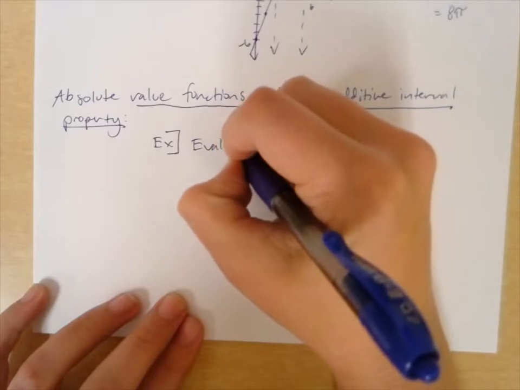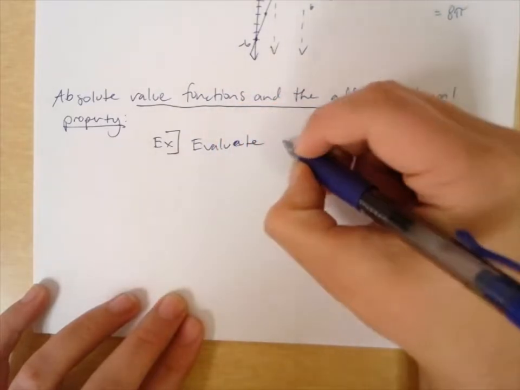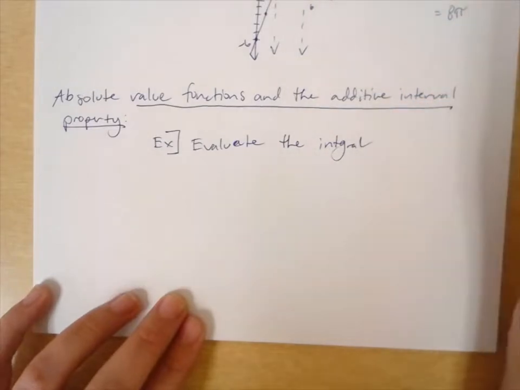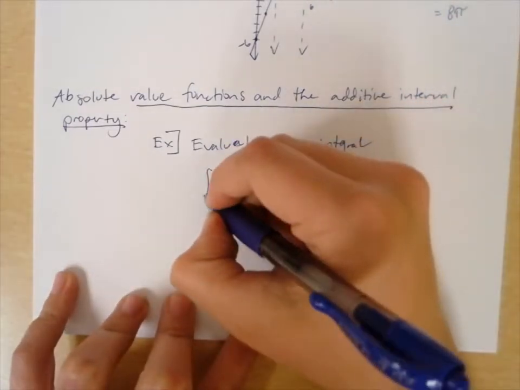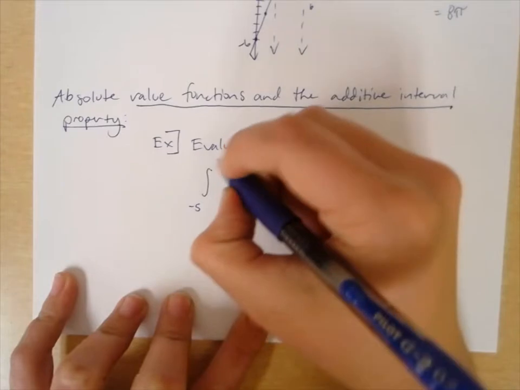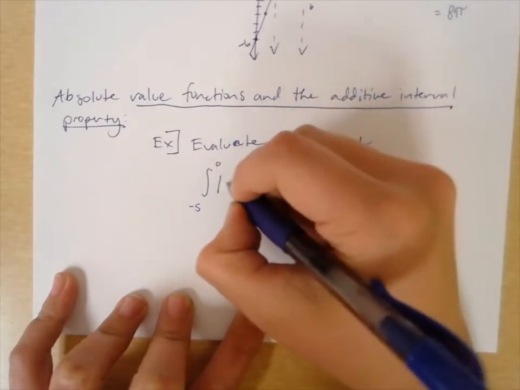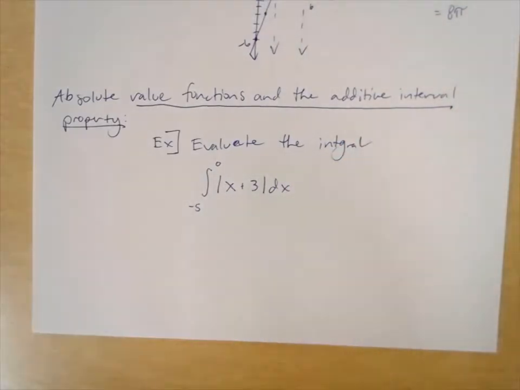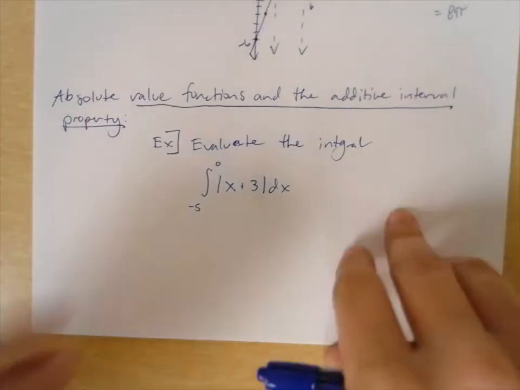Alrighty. What I would like to do an example of is to evaluate the integral from -5 to 0 of the absolute value of x plus 3 dx. And in order to get us started with this, I want to review some properties of absolute value functions with you guys that might not be so fresh. Let me use a separate sheet of paper to start you off with that.